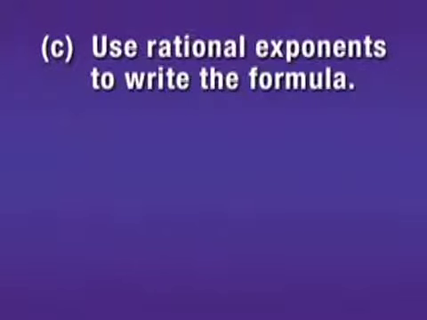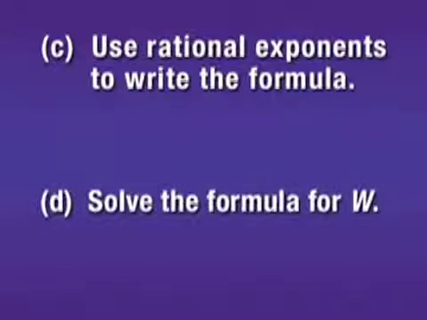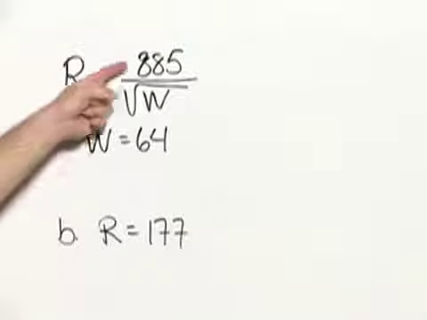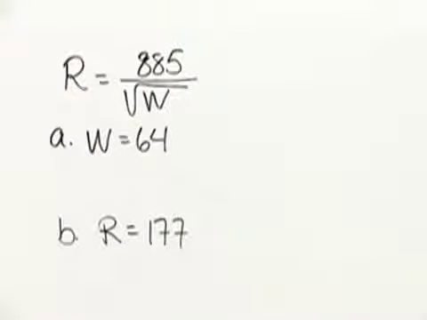C. Use rational exponents to write the formula. D. Solve the formula for W. So on the board, I've written the formula. The heart rate is equal to 885 divided by the square root of the weight in pounds.